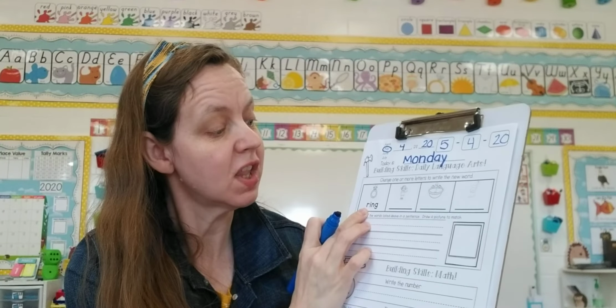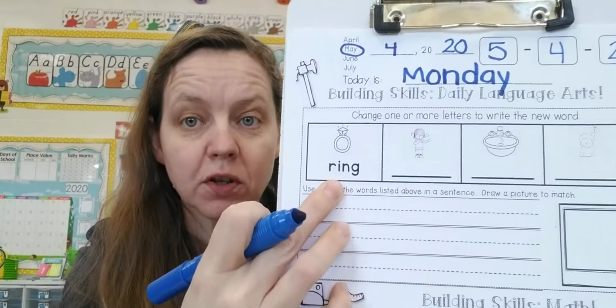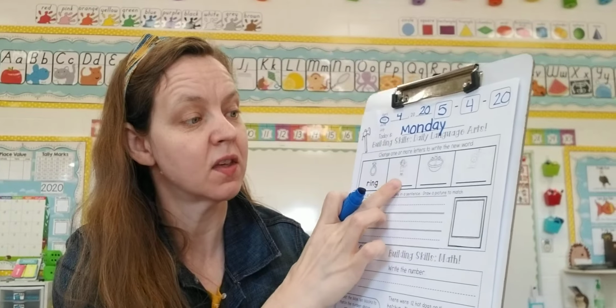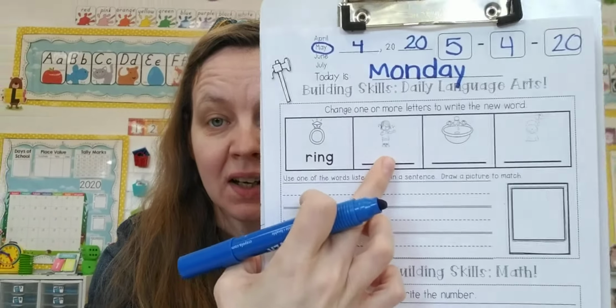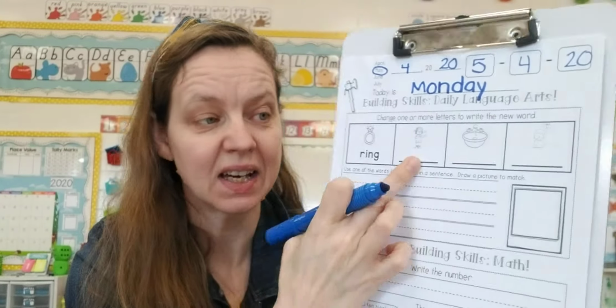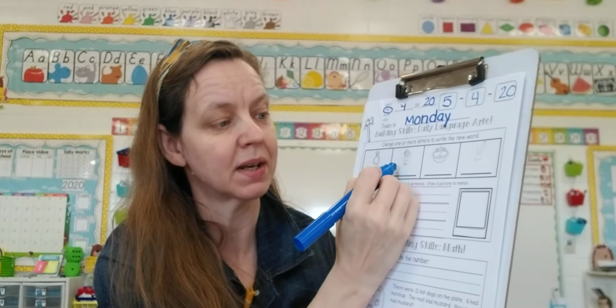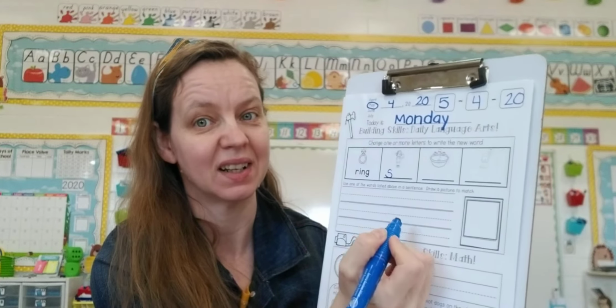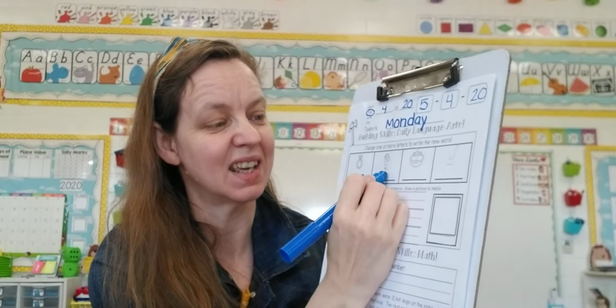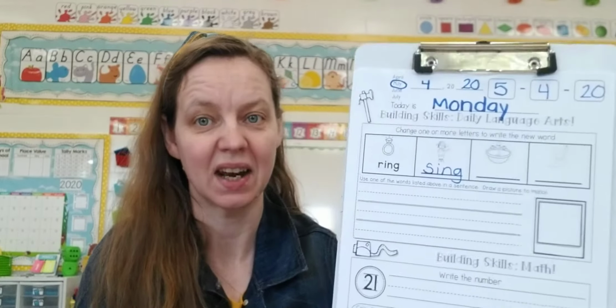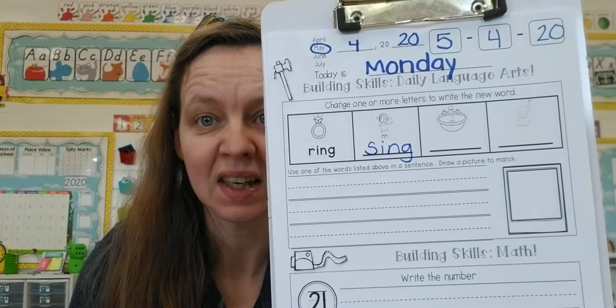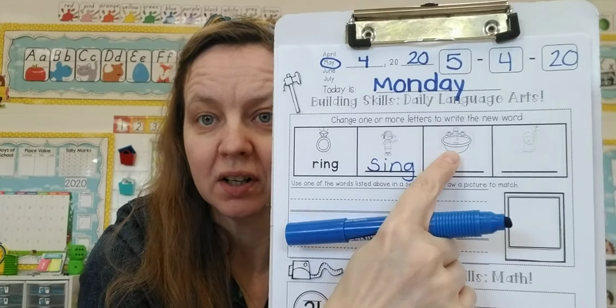All right, now we have some rhyming words down here. We're going to change a letter to make the next word, and our first word is ring. And then this little girl, what is she doing? Sing. So I'm going to change the sound to s. What letter makes this sound? S. Good. Ing. ING makes that ing. Ring, sing.